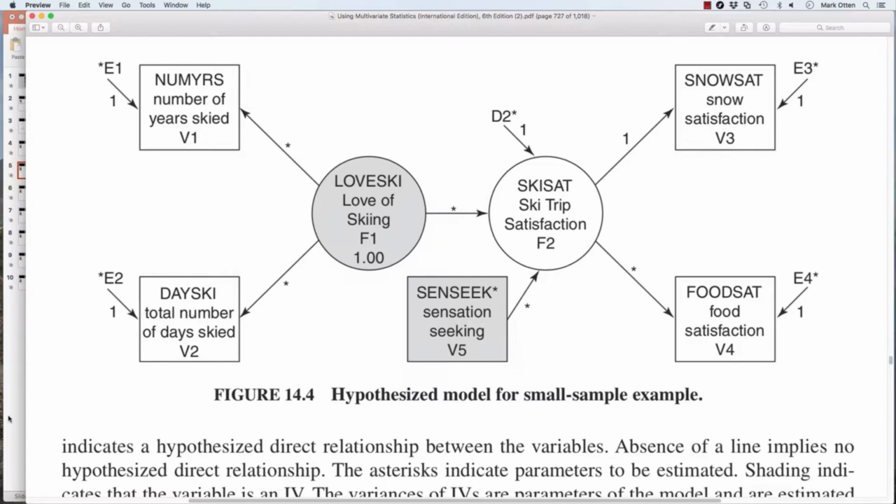All right, so the only difference here is this 1. As I mentioned in the confirmatory factor analysis video, you have a choice when you set up your factors.